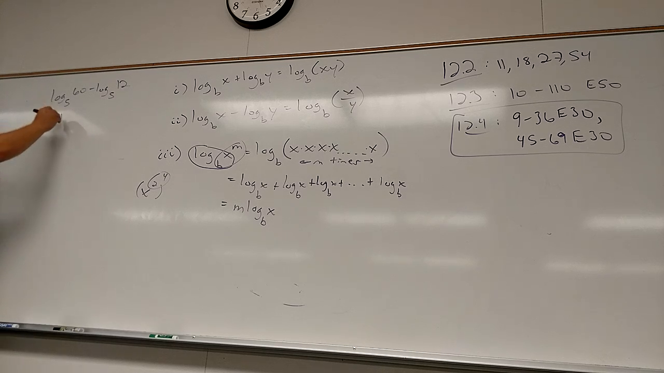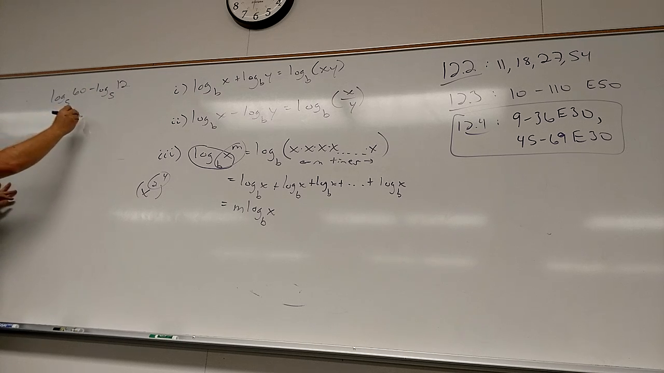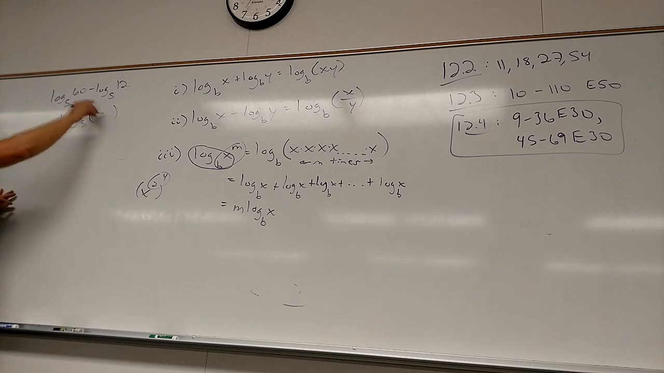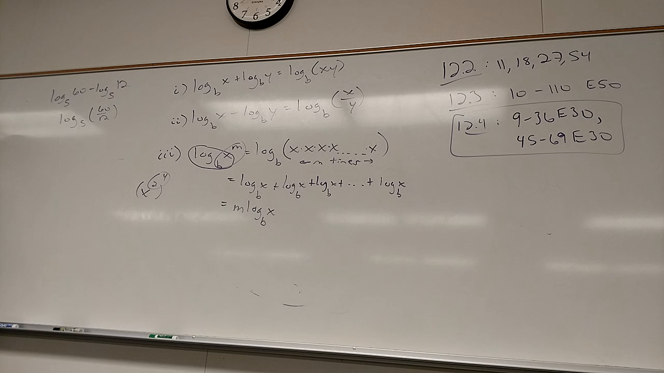Log base 5 of 60 divided by 12. I'm subtracting powers, so what must have been happening with these? They must have been dividing. That's when I would subtract powers, when I'm dividing. If you know properties of powers, you know properties of logs, period. And what is 60 divided by 12? 5. And what's log base 5 of 5? 1. There you go. So you reorganize the problem into something you can actually do.